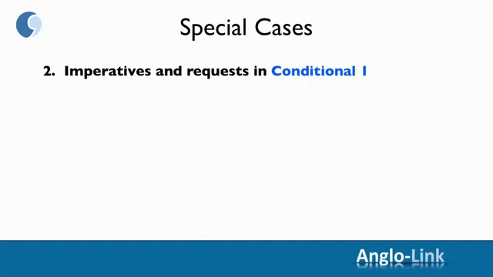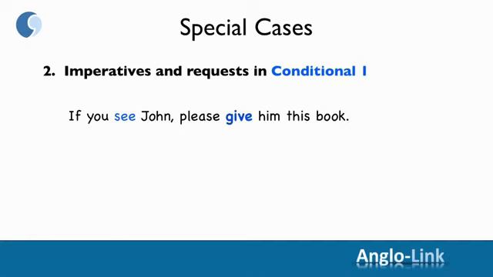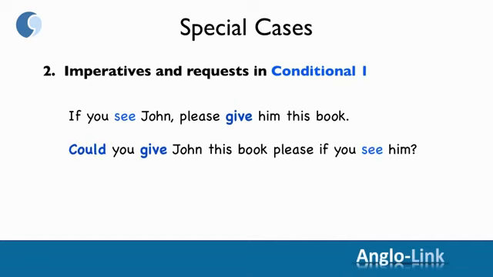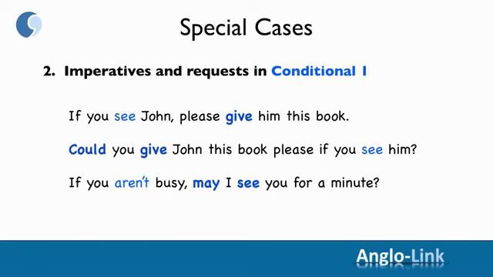Let's look at another special case. That's the case of imperatives and requests in conditional 1. For example, if you see John, please give him this book. So you're using an imperative in the second clause instead of future simple. Or, could you give John this book, please, if you see him? Here is a request formulated with could you. Or, if you aren't busy, may I see you for a minute? Another request formulated with may I.